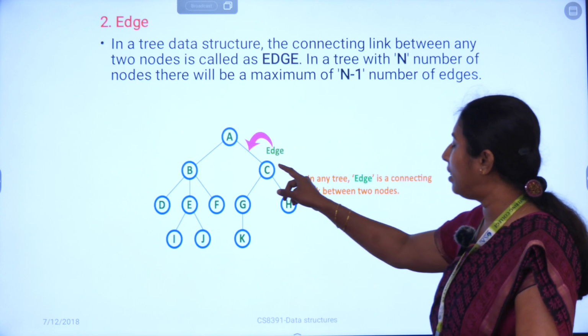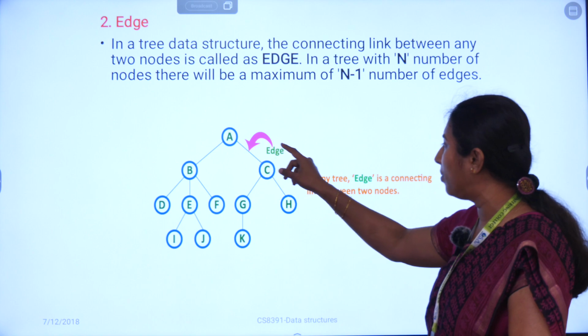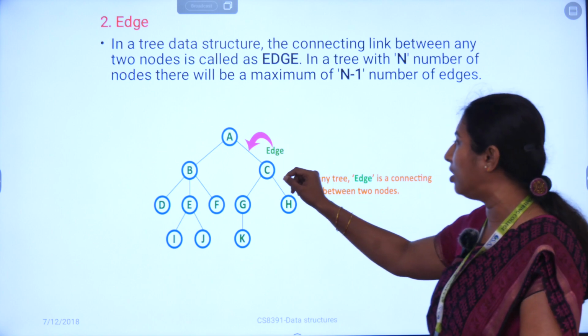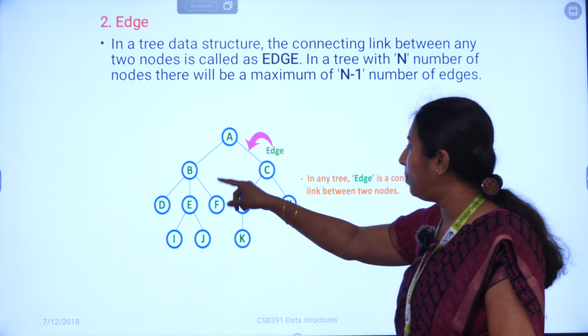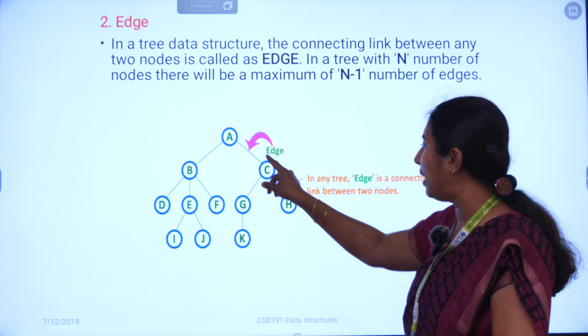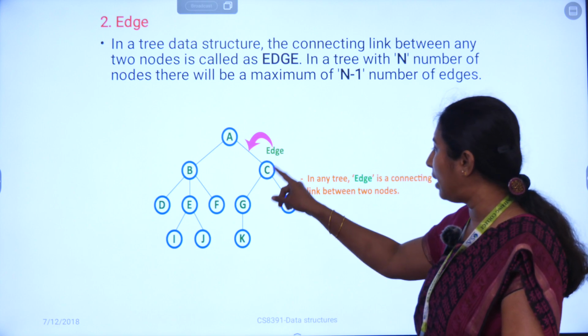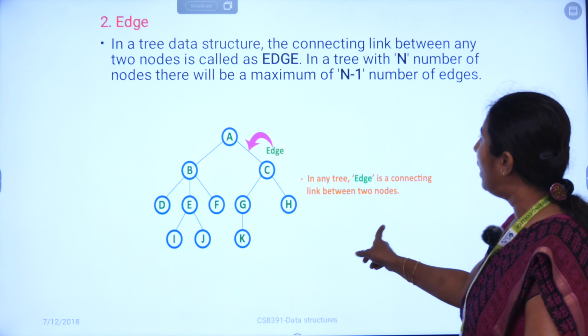And edges are nothing but the connections between the different nodes. We say those are edges. Here A and B are connected with an edge, and A and C are connected with an edge, and C and H. Likewise we go on, and this is your edge.